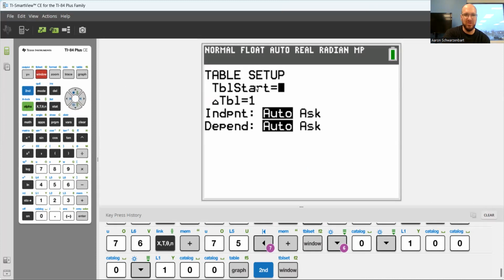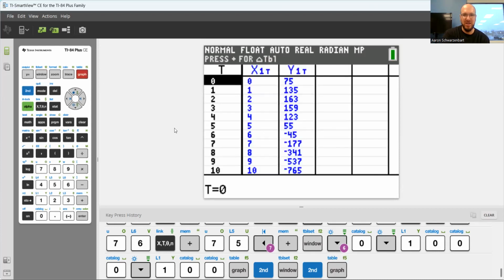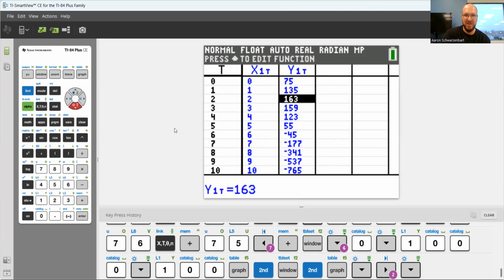I can set up a table. The table starts, so I want 1, so I'll just start at 0. And delta table tells me how often I'm going to have it. It's going to show me a value every 1. Second function of graph is going to give me this table. And I'm really interested in the height. So at 1 second, I got 135. At 2, 163. Or y equals 135 in this case. And this would work. This is straight up and down, so it's pretty simple.